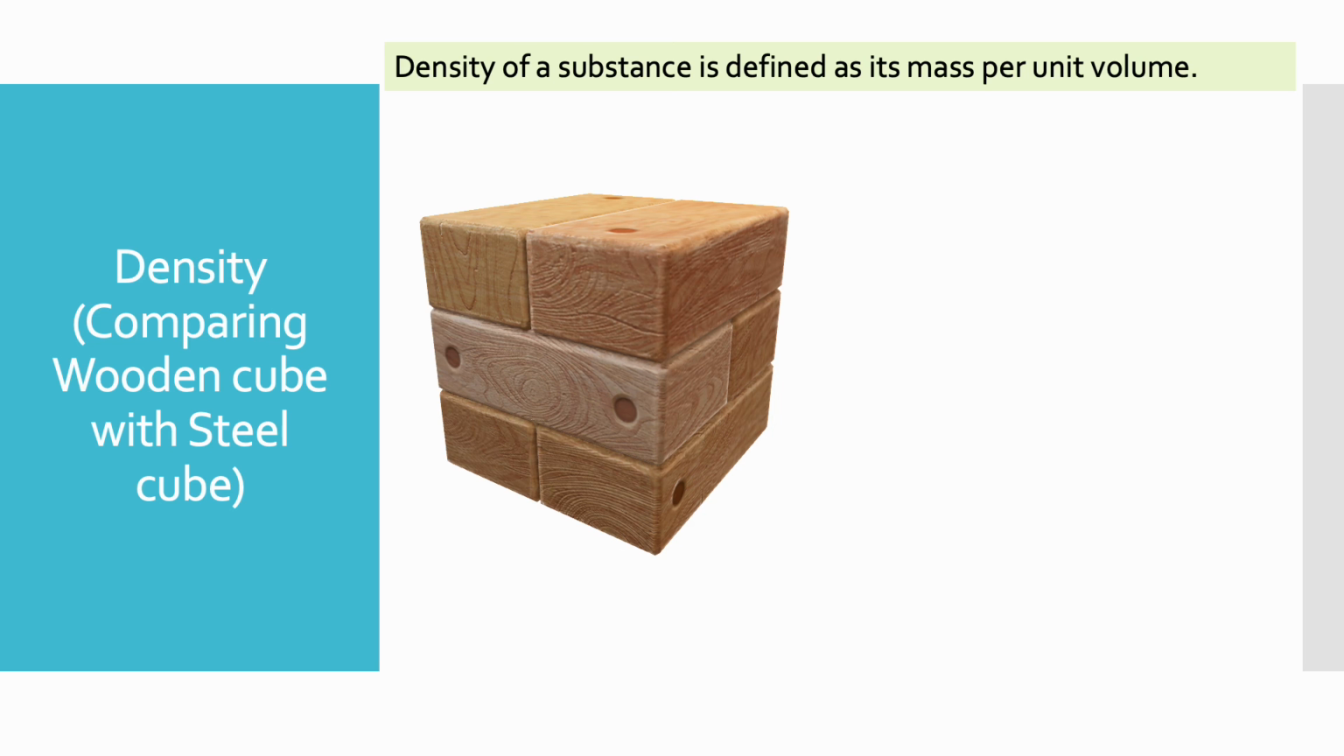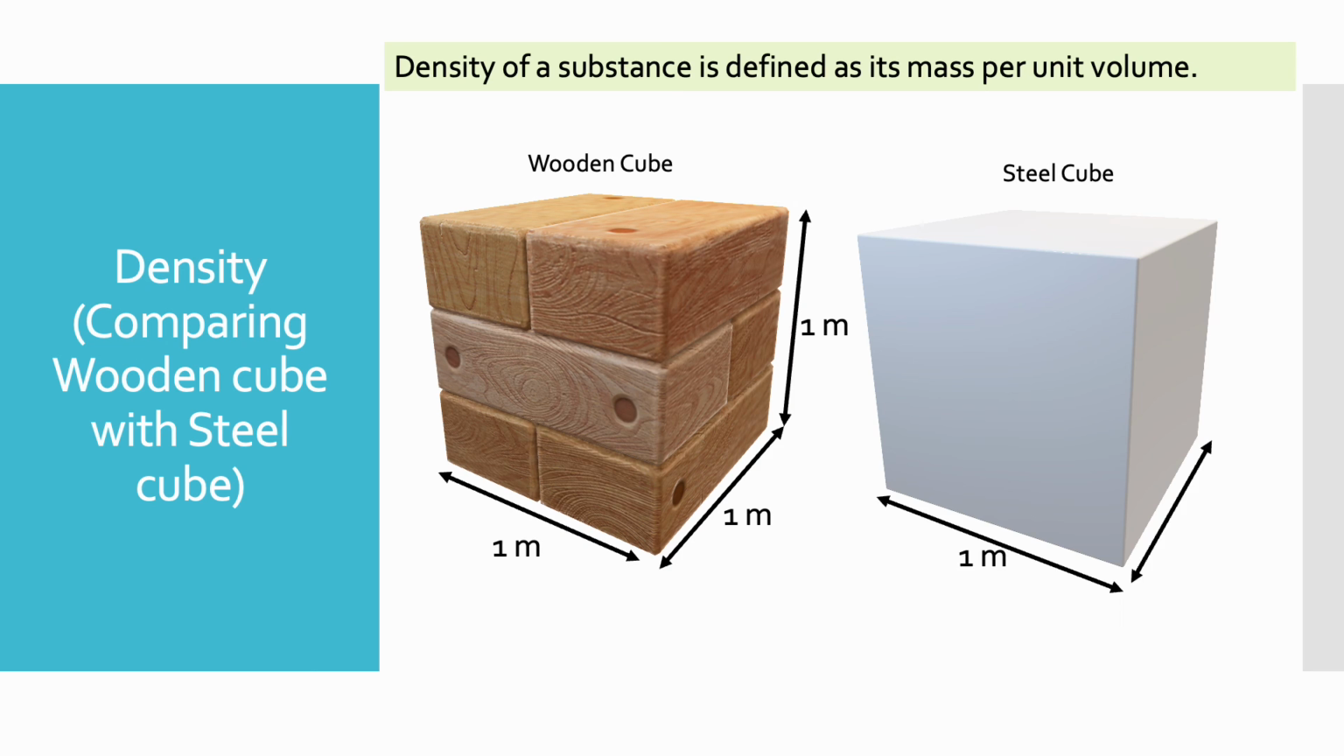Let's look at these two cubes. One is made of wood and the other is made of steel. Now here is something interesting. Both cubes are exactly the same size. They each have a volume of 1 cubic meter. That means they take up the same amount of space.